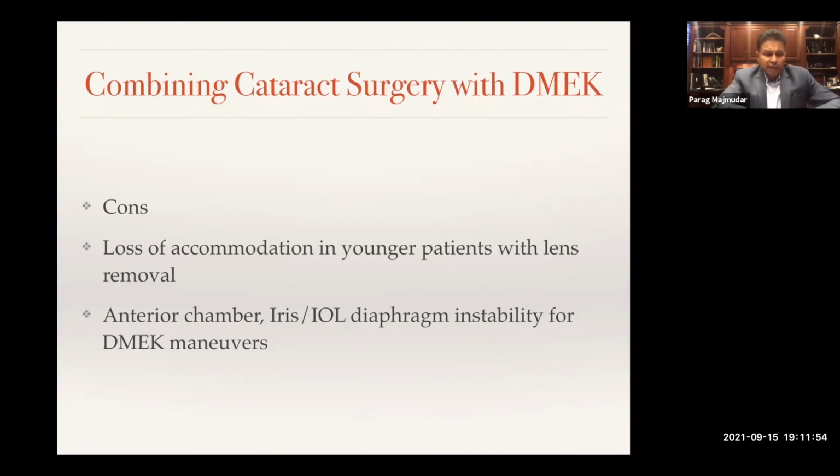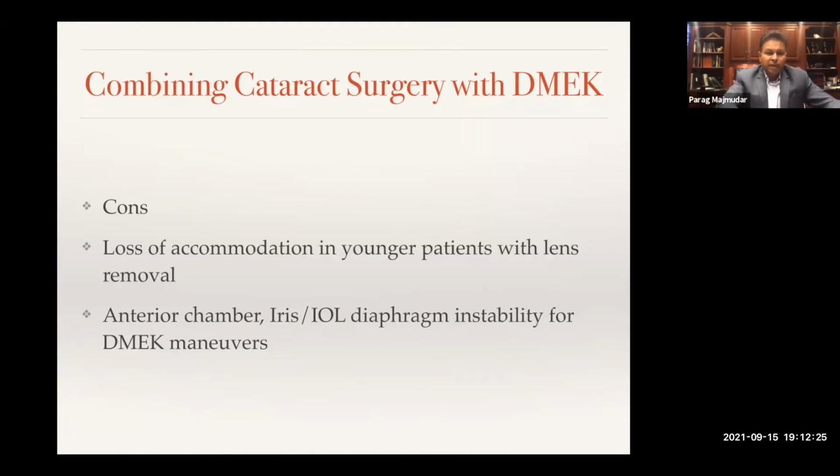The other downside of doing cataract surgery at the time, and I tell my fellows the same thing, is that when you're starting out in your practice, maybe don't pick a combined case for your first few. Let's get comfortable with DMEK. Let's get comfortable in knowing how the anterior chamber behaves, how that iris and IOL diaphragm behaves during the DMEK maneuvers, or the DMEK dance, and trying to get the graft to unfold. Because there's a lot of nuances there that you're just learning when you're starting out.